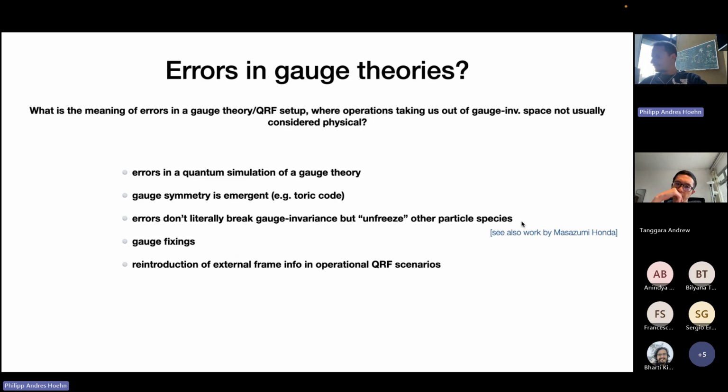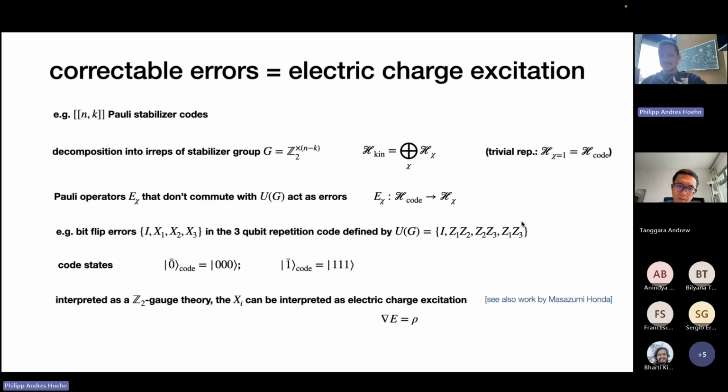And then the last piece, maybe for the interest of time, let me just not mention it. Yeah, so basically here, coming back to this thing of unfreezing other degrees of freedom, you can think of a stabilizer code as a Z2 gauge theory, and these individual bit flip errors, I can think of them in some sense as electric charge excitations that take me from the Gauss law, morally speaking, the discrete version of it, I should say, delta E equals 0 to delta E equals some non-trivial rho. And this non-trivial rho will label then the non-trivial irreps in this decomposition.